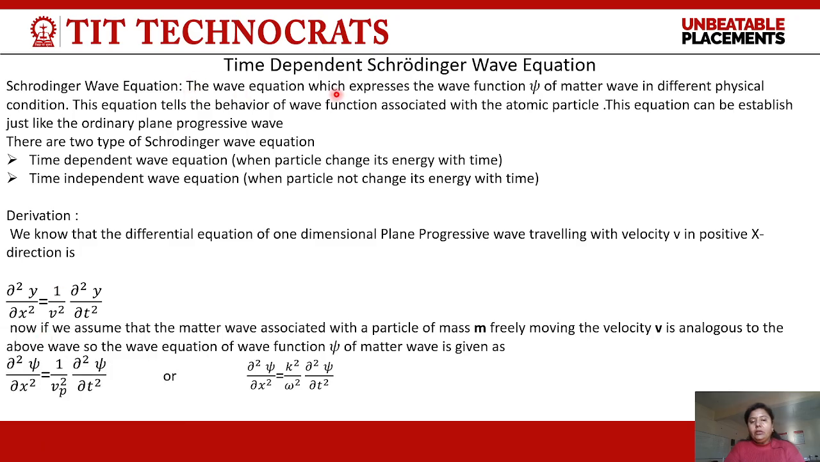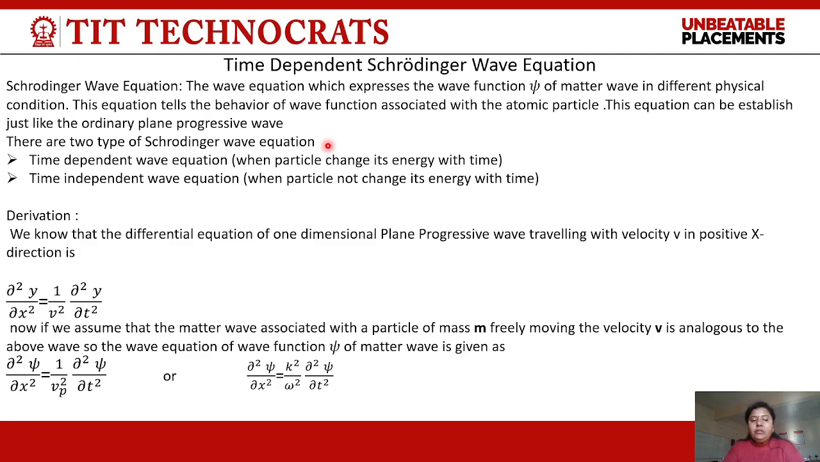The Schrodinger wave equation is the equation which expresses the wave function psi of a matter wave in different physical conditions, and we have dealt with psi in our last lecture. So what does the Schrodinger wave equation actually do? It describes the wave function in different physical circumstances. Or we can say that this equation tells us the behavior of the wave function associated with an atomic particle.